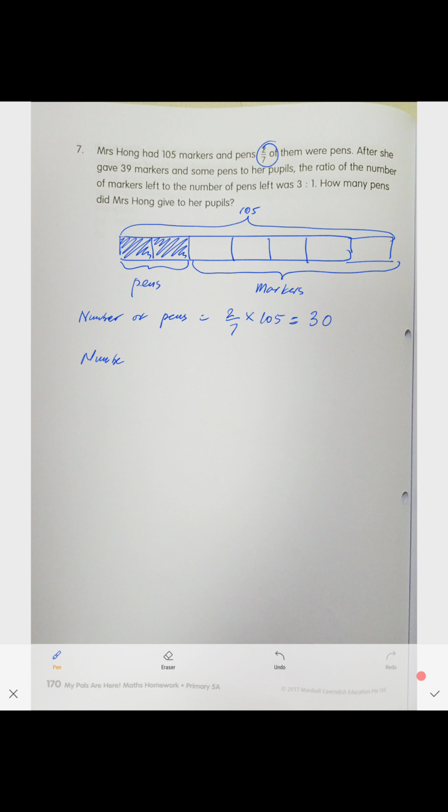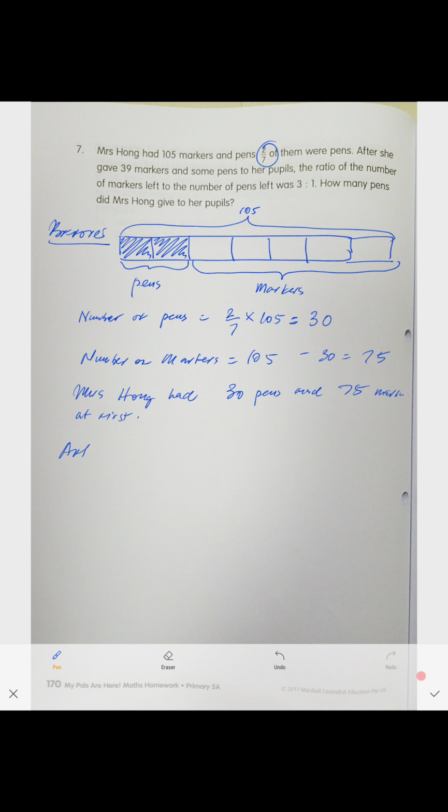Number of markers: total 105 minus number of pens. It is 75 markers. So we found our numbers. We can write it down. Mrs. Hong had 30 pens and 75 markers at first. It is important to write these things as sentences because they help you follow through the problem, so you know what happened before.